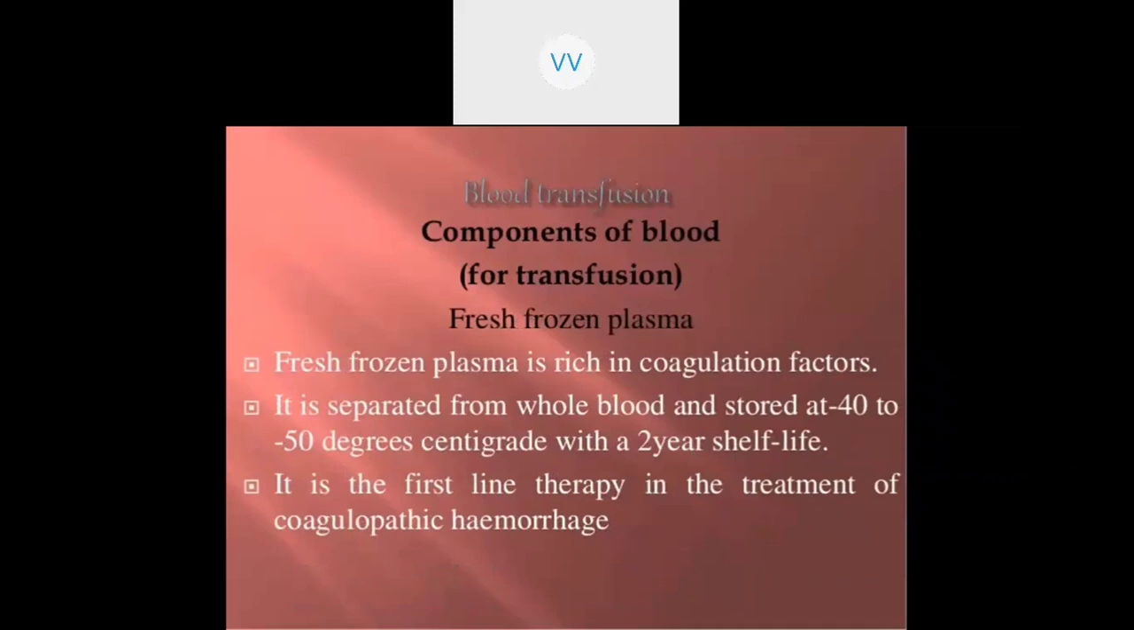This is fresh frozen plasma. This is in the condition of dengue, low platelet count. Or at the time of liver disorder, liver cirrhosis, jaundice, some abdominal distension. These are all the conditions in which they administer fresh frozen plasma. This is rich in coagulation factors. Okay, rich in coagulation factors.